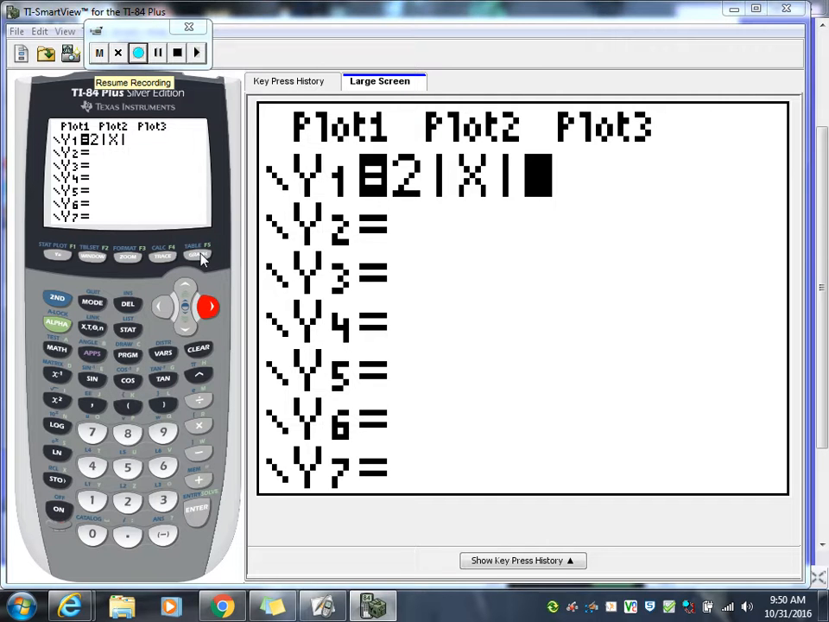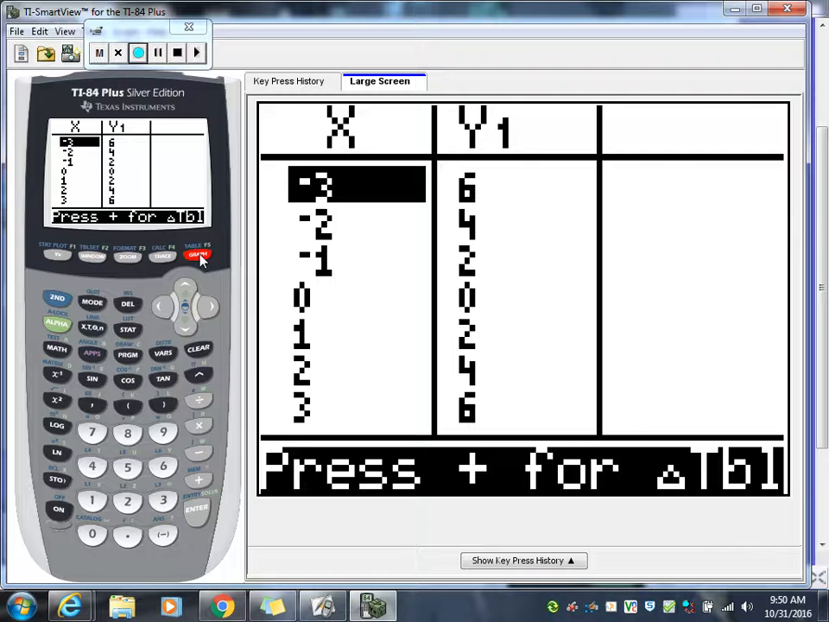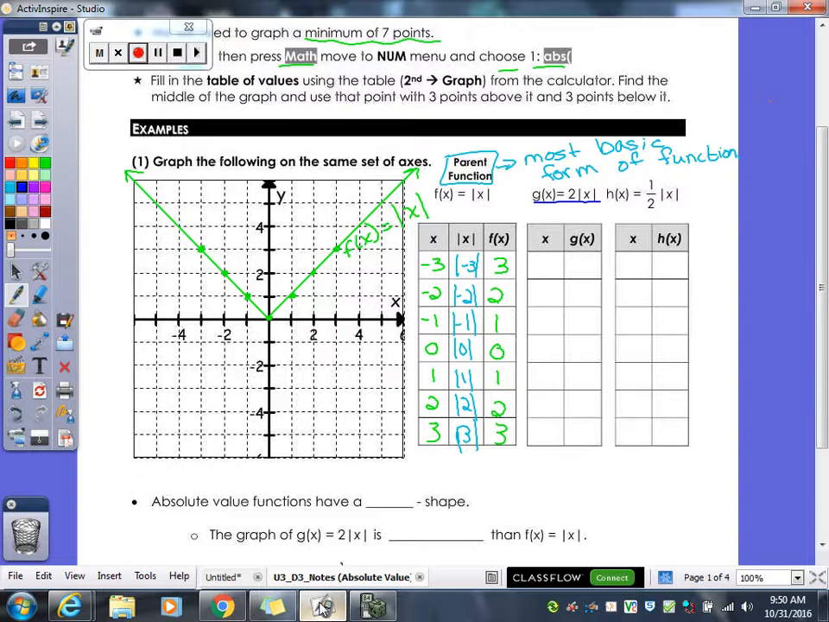So once you have that in there, we can look at the graph. It is the same shape as our first one, as I told you it would be. It's always going to be the same shape as your parent function. Look at your table again. You want to find your pattern, which happens to be in the same place where x is -3 up to +3. You got your 6, 6, 4, 4, 2, 2, and then your 0. So that's what you want to copy down on your table in your notes.